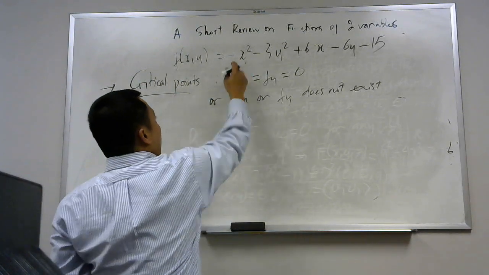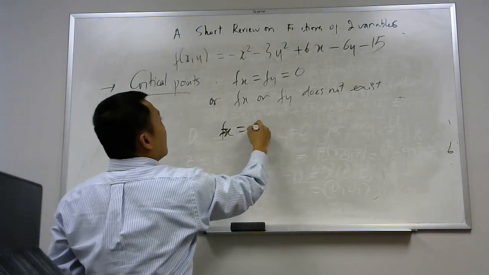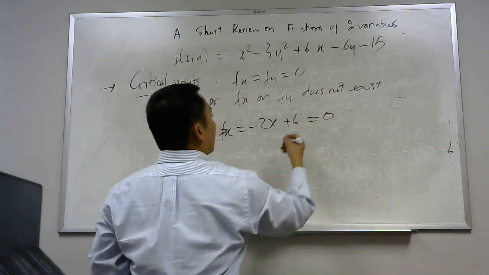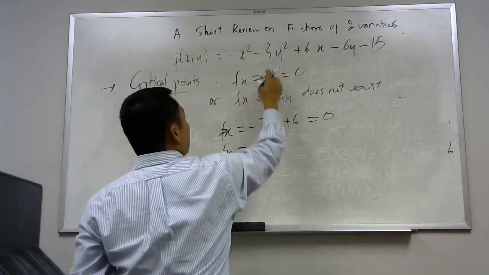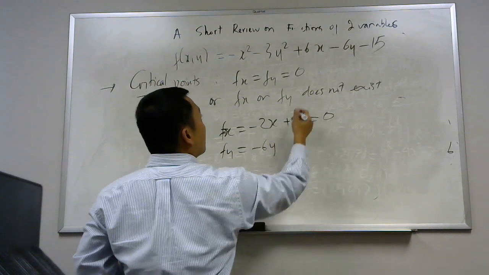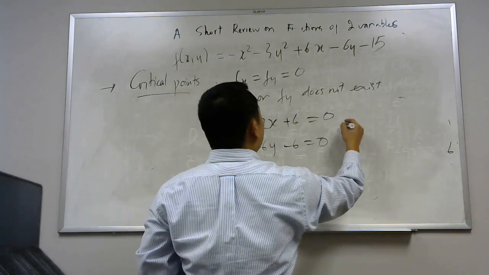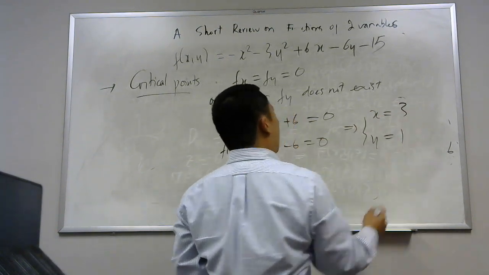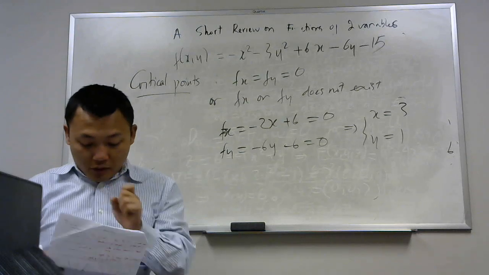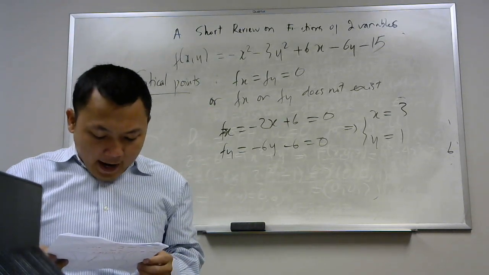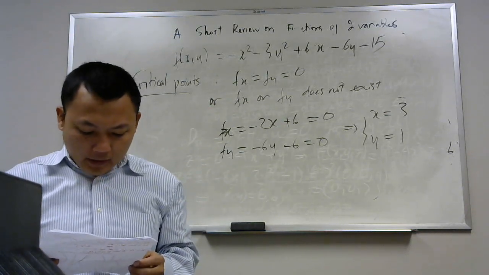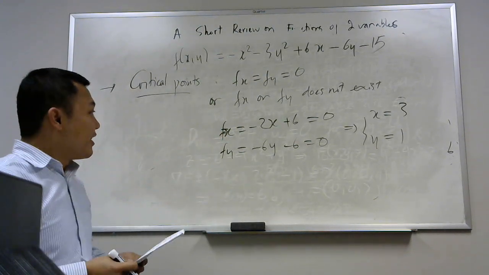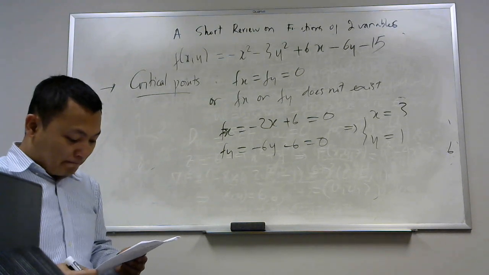So what is fx? That is negative 2x plus 6. Set this equal to 0. fy is negative 6y minus 6, equal to 0. From here you can find x equal to 3 and y equal to negative 1. So this function has only one critical point. And then here they ask us to find the saddle point, right? They ask us to find the saddle point.